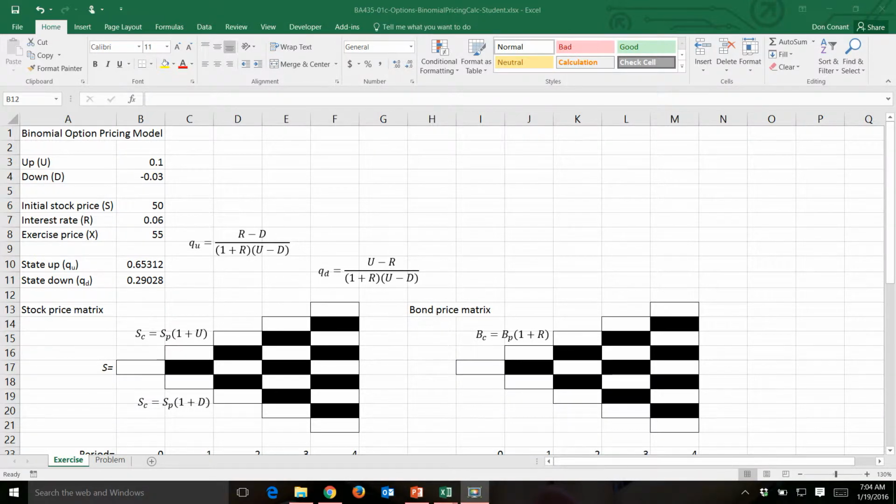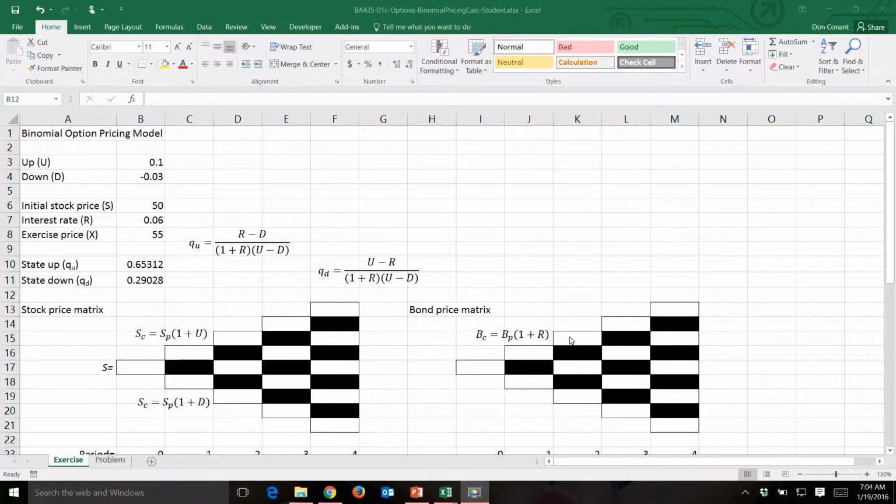Next, we calculate our two matrices. We have a stock price matrix and a bond price matrix. Now, we'll calculate the bond price matrix in this exercise, although in the models that we're doing in this course, we're not going to use the bond price matrix in any of the calculations. However, it is a part of the binomial option pricing model and is used in different scenarios, so you should be able to calculate it.